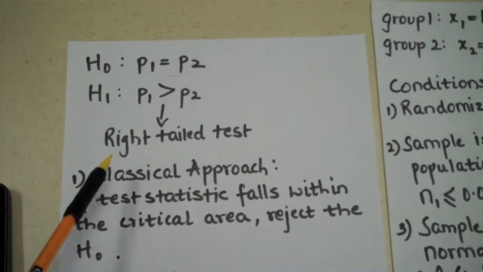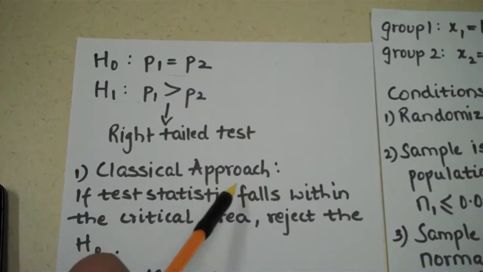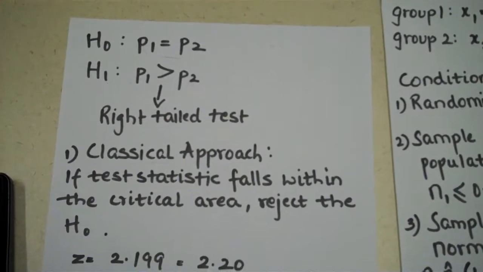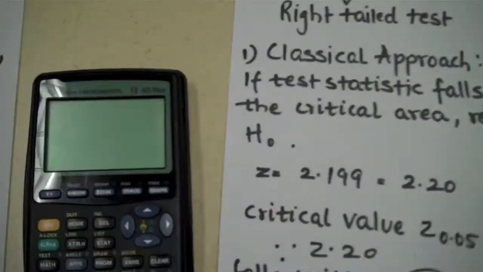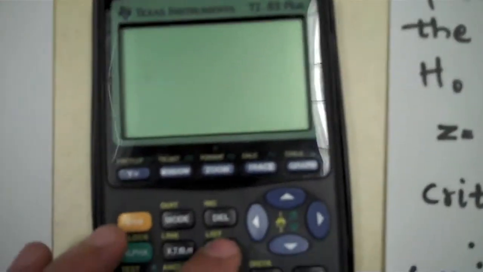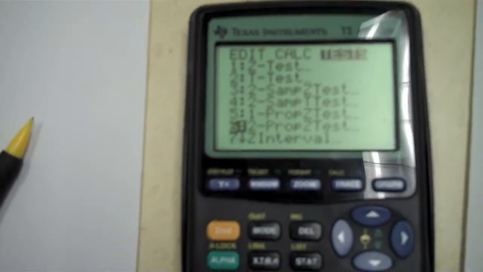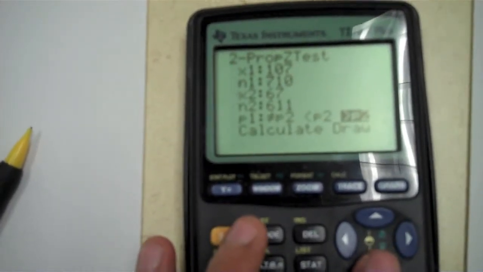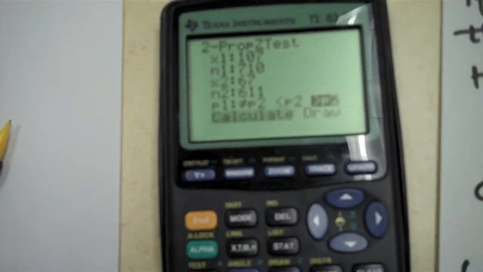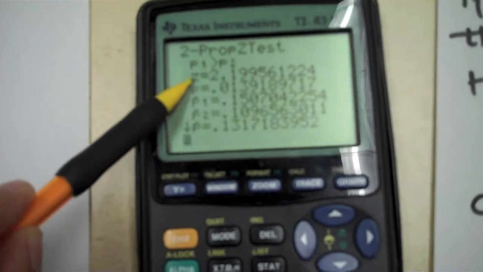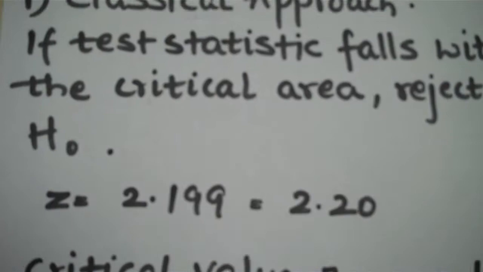Our first way to do the testing is via a classical approach method. In this, if the test statistic falls within the critical area, reject the null. Now, to find out the test statistic, we use our TI-83, TI-84 calculators. We hit stat, go to test, and choose 2-PropZTest. Because we are dealing with two proportions, we enter all our x1, n1, x2, n2 values. Since we are trying to do greater than, we select that option and calculate. We see our test statistic is 2.199, so that's what we list as our test statistic.